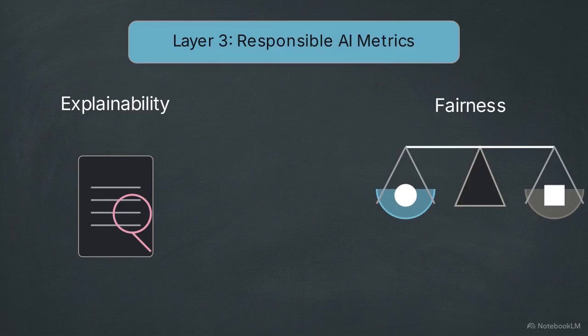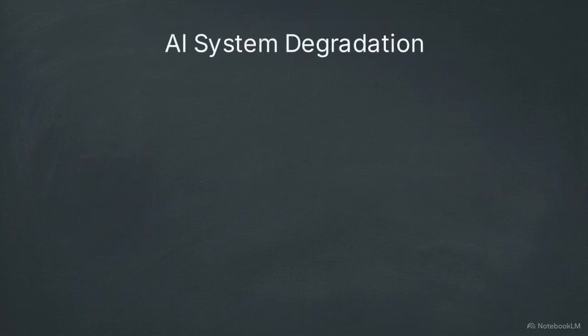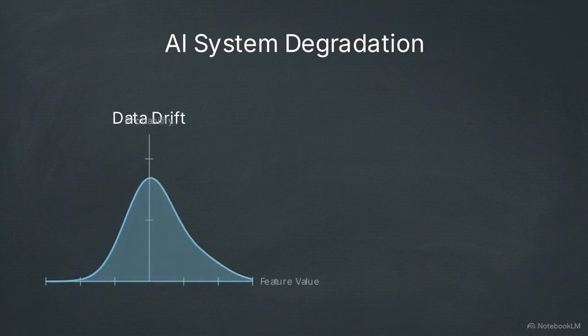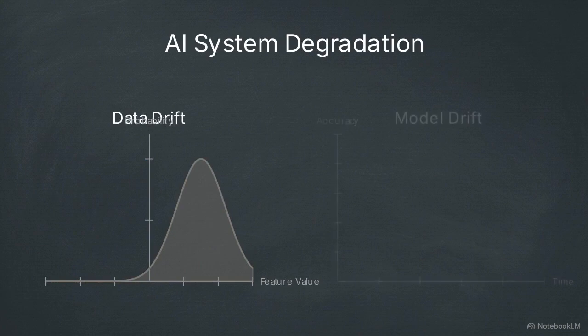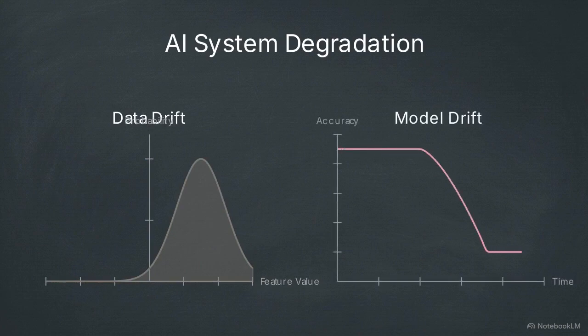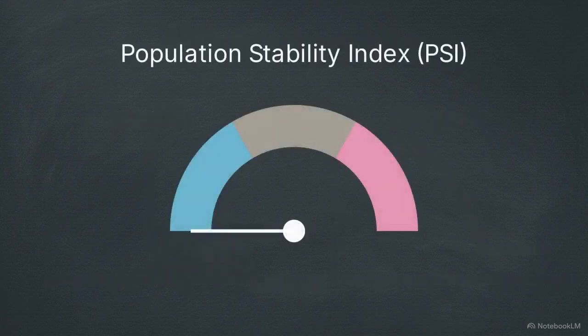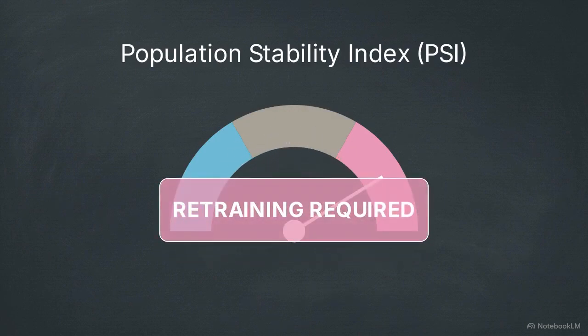This visualization illustrates the inevitable degradation of AI in production. On the left, data drift occurs when the statistical properties of real-world inputs change over time. On the right, model drift is the consequence. Prediction accuracy drops because the learned relationship between the inputs and targets is no longer valid. To catch this early, we track the Population Stability Index. It acts as a statistical alarm system, signaling exactly when the machine learning algorithms require retraining.